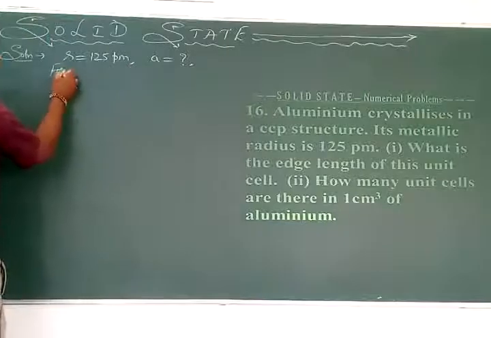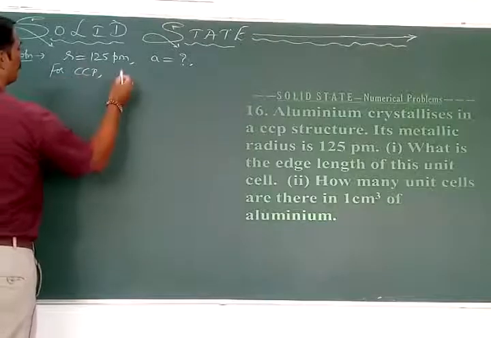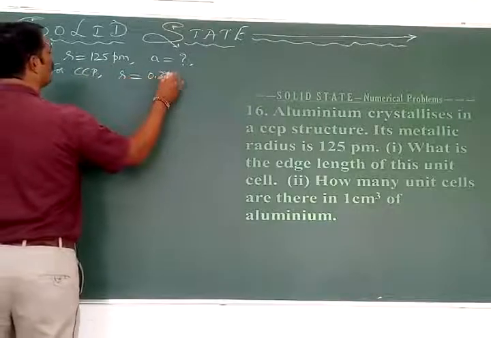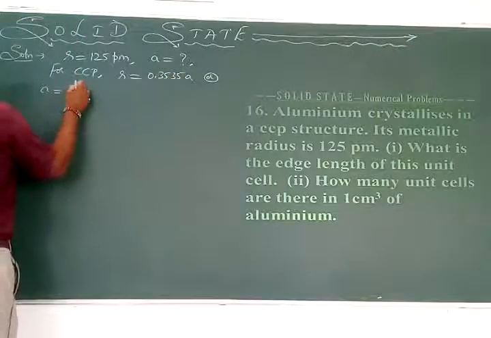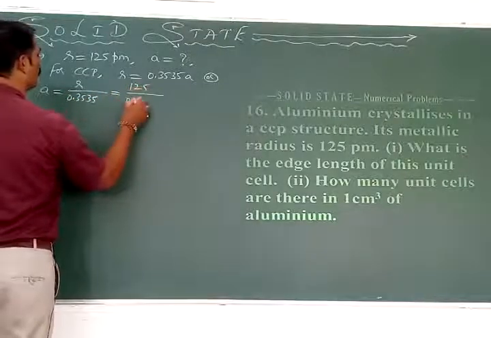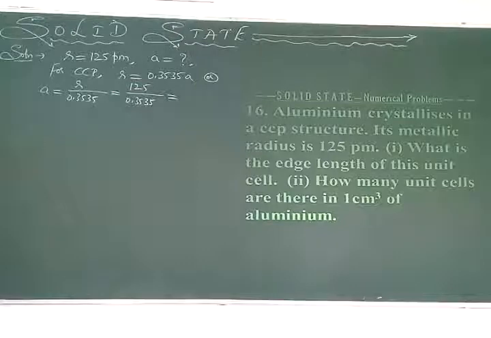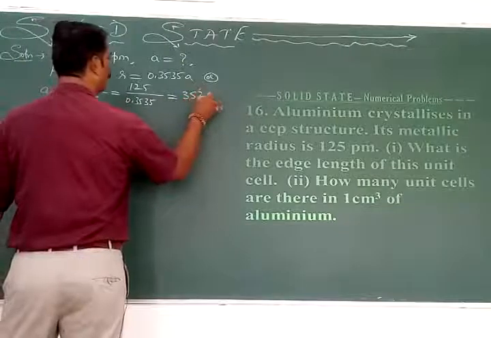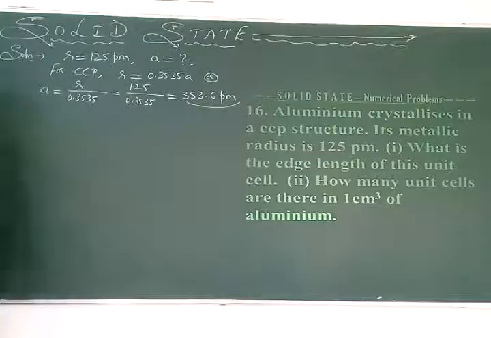For which cell is it? CCP. For CCP or HCP, R is equal to 0.3535 A. So A is equal to R divided by 0.3535, which is 125 divided by 0.3535. The simplification of that gives 353.6, in terms of picometer.